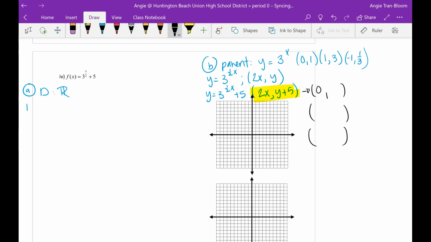So 0 is still 0 when I multiply by 2. 1 plus 5 is 6. 1 times 2 is 2. 3 plus 5 is 8. Negative 1 times 2 is negative 2. 1/3 plus 5 is now 5 and 1/3. Okay. I used to have an asymptote at where? X equals 0? Perfect. I'm not translating right or left, so I'm still going to be at x equals 0.